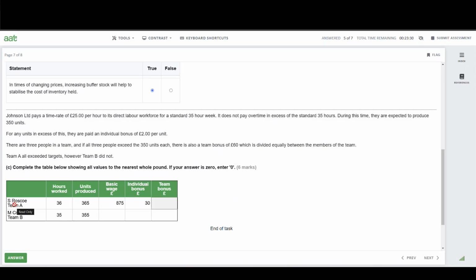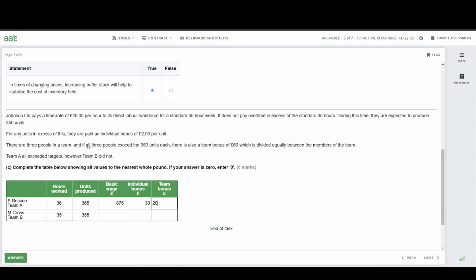Will S. Roscoe receive a team bonus? Did Team A, did they all achieve a bonus? Let's have a look. So Team A all exceeded their targets. So S. Roscoe will earn a team bonus. How much is that team bonus? It says there's a team bonus of £60, which is divided equally between the members of the team. There are 3 people in a team. So £60 divided by 3 gives S. Roscoe their share of that bonus of £20.